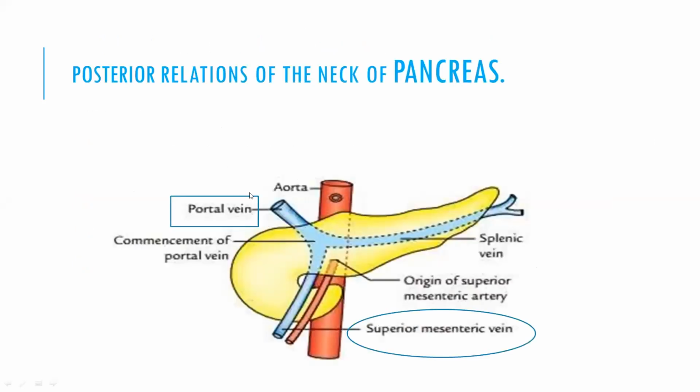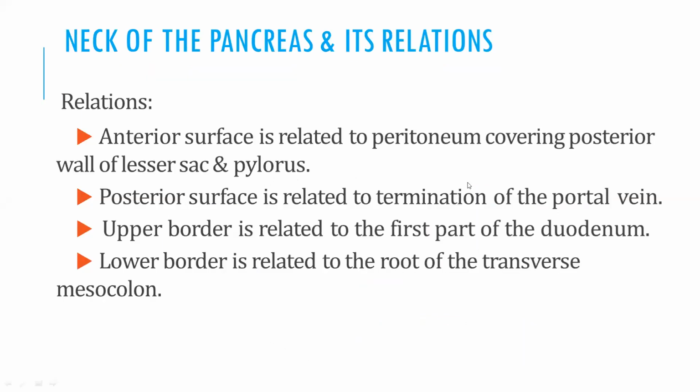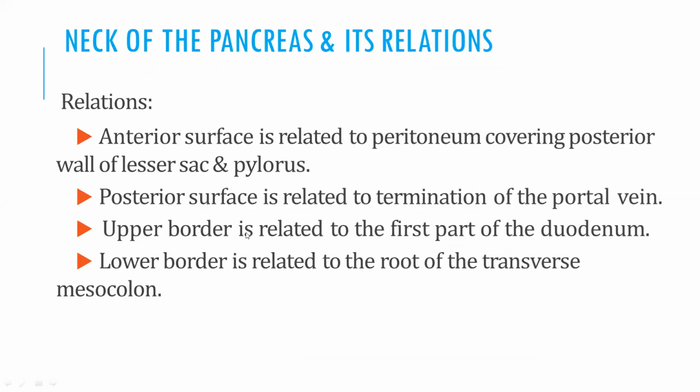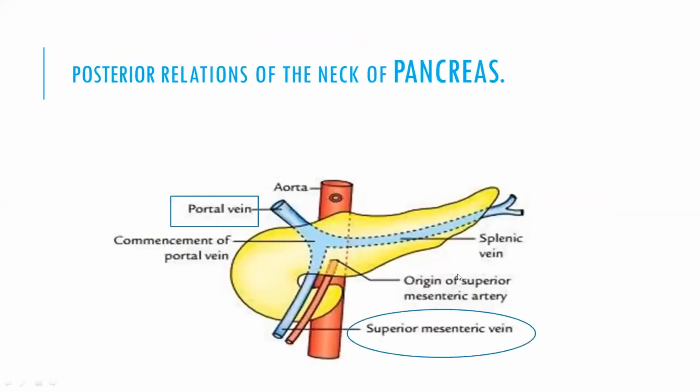So here you will be observing only the posterior relations concerned with the pancreas. You can see here the portal vein as well as the superior mesenteric vein. So the anterior surface will be covering the posterior wall of the lesser sac as well as the pylorus, whereas the posterior surface is related to the terminal portion of the portal vein that you can see here, portal vein. And the upper border is related to the first part of the duodenum, the lower border is related to the transverse mesocolon.